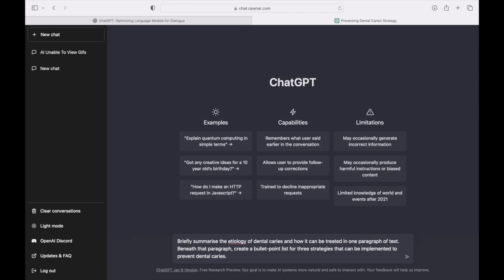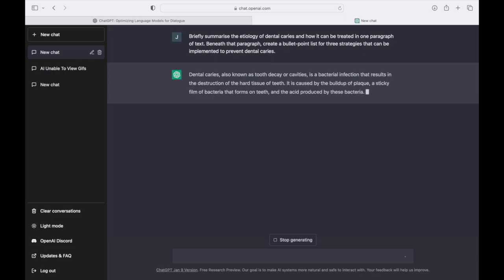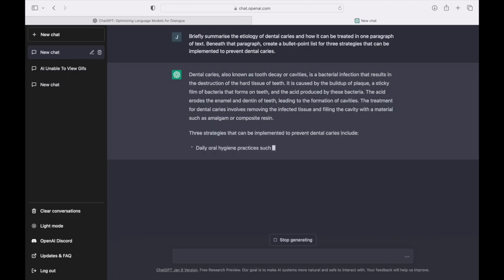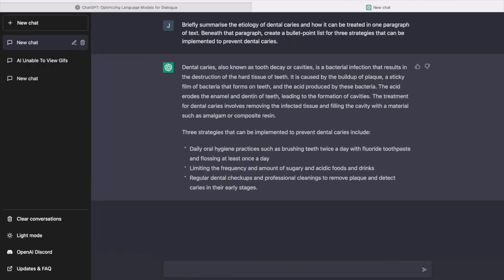Alright, so let's see what we get. Alright, it's off. Dental caries, also known as tooth decay or cavities, is a bacterial infection that results in the destruction of the hard tissues of the teeth. It is caused, is this thing fast? It is caused by the buildup of plaque, a sticky film of bacteria that forms on teeth, and the acid produced by these bacteria. The acid erodes the enamel and dentine of teeth, leading to the formation of cavities. The treatment for dental caries involves removing the infected tissue and filling the cavity with a material such as amalgam or composite resin. Good. Not sure about the amalgam. Greta sheds a tear. But good.